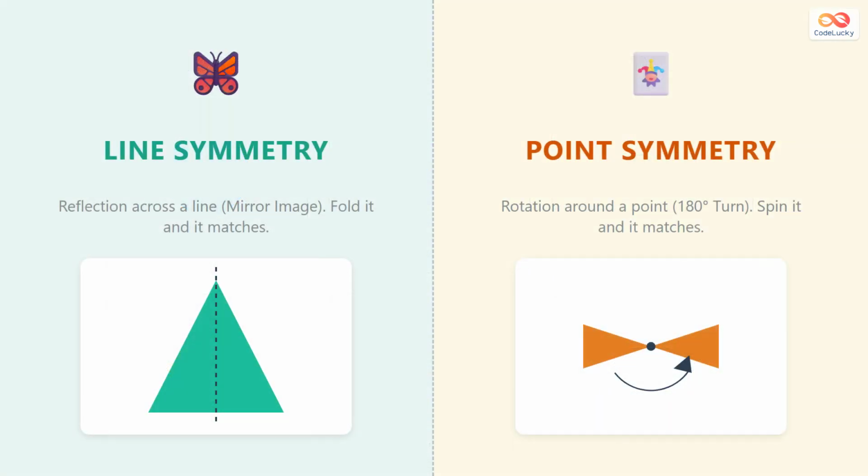It is important not to confuse point symmetry with line symmetry. Line symmetry is like a mirror reflection. If you fold the shape, the halves match. Point symmetry is about rotation. A shape like a butterfly has line symmetry but not point symmetry. A playing card usually has point symmetry, but often lacks line symmetry.